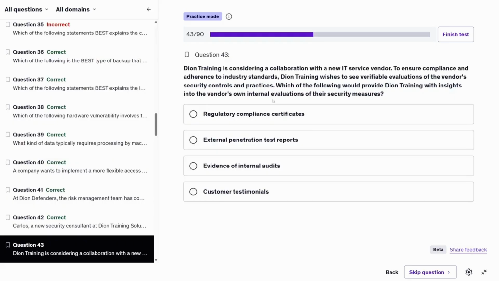Dion Training is considering a collaboration with a new IT service vendor. To ensure compliance and adherence to industry standards, Dion Training wishes to see verifiable evaluations of the vendor's security controls and practices. Which of the following would provide Dion Training with insights into the vendor's own internal evaluations of their security measures? And we could determine this with evidence of internal audits.